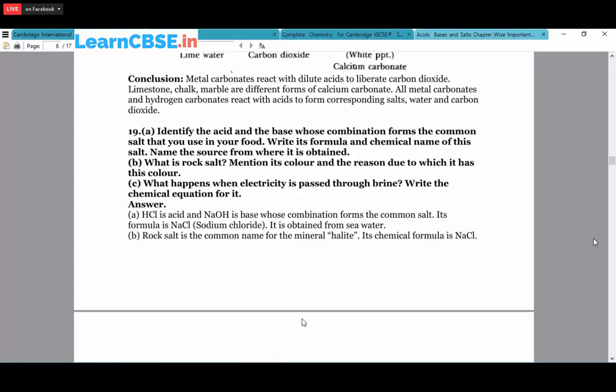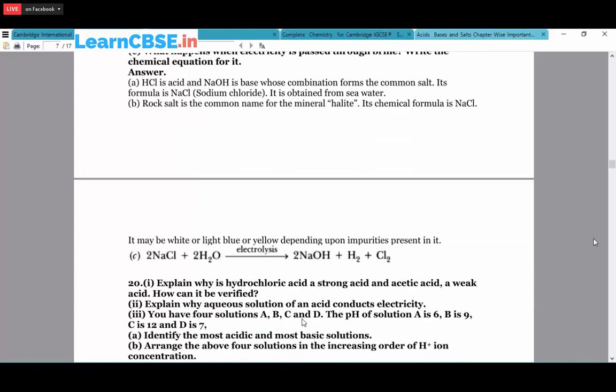When we pass electricity through NaCl, it breaks down into NaOH plus H2 plus Cl2. We call this reaction the chloralkali process, because we get three useful products out of the electrolysis of the brine solution: NaOH, H2 gas, and Cl2 gas.